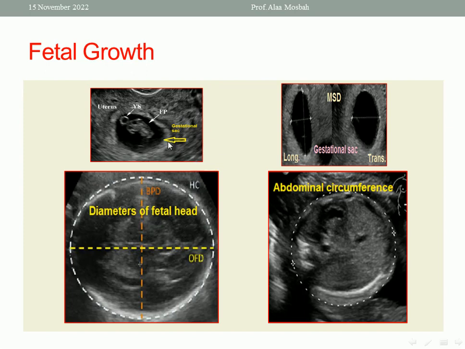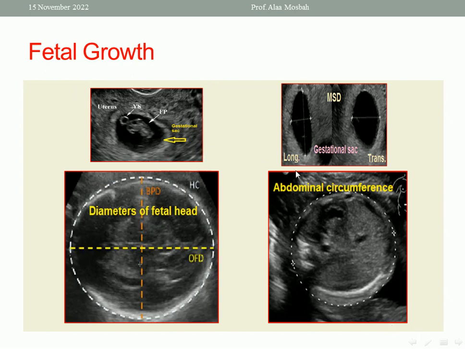The error is plus or minus 5 to 7 days during early pregnancy with crown rump length, while fetal biometry is about 7 to 10 days during mid-trimester as regards the biparietal diameter and the femur length, while in the third trimester it is plus or minus 3 to 4 weeks, so it is not accurate in the last trimester. The earlier, the better, and the best is the crown rump length.